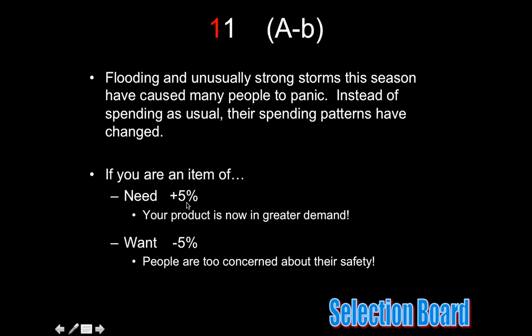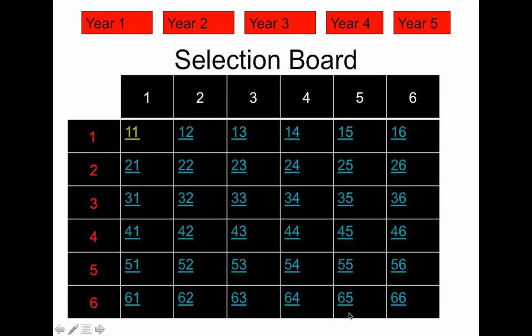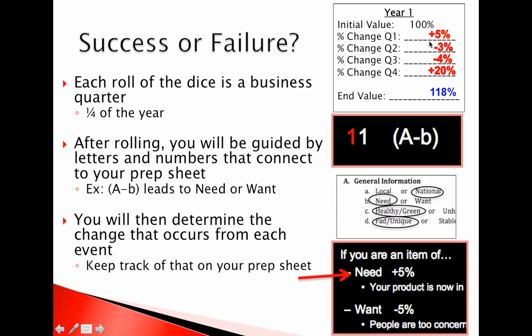If you are an item of need, you are at plus 5% because your product is now in greater demand because people are concerned, they're trying to get the things they need, put them in their home. Versus if you're an item of want, you're at negative 5% because people are too concerned about their safety to go and spend all kinds of other money. So essentially what you're going to do now, you can click on selection board, it'll take you back here. But what you do on your sheet, just to go back, you would say, okay, if I'm need, I'm plus 5, if I'm want, I'm negative 5.